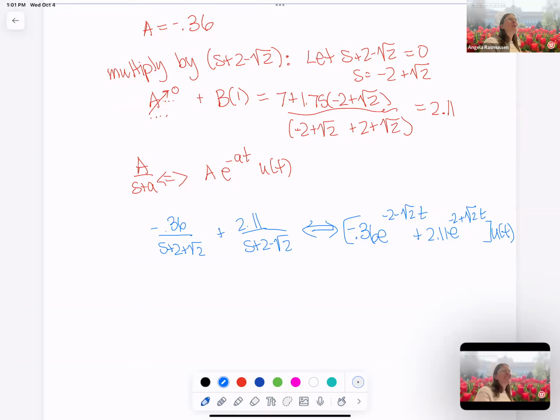All right, you guys ready to go practice more partial fraction expansion? Homework and quiz will be due. Have a great fall break, and then I will see you the following week.